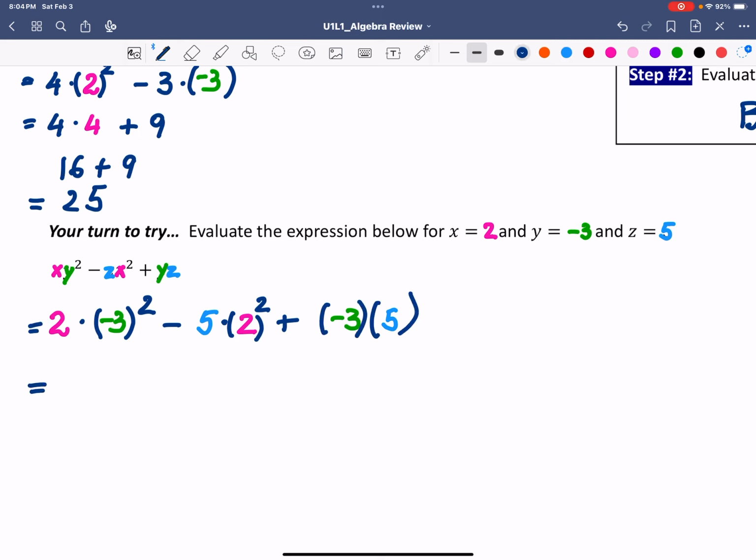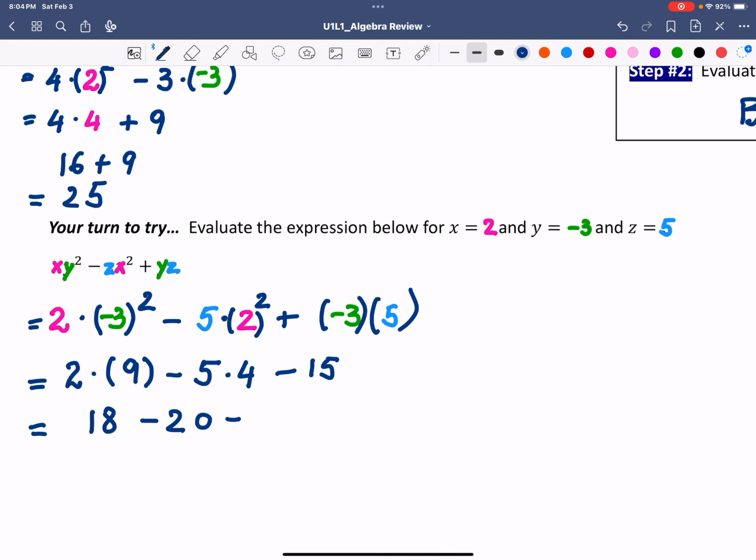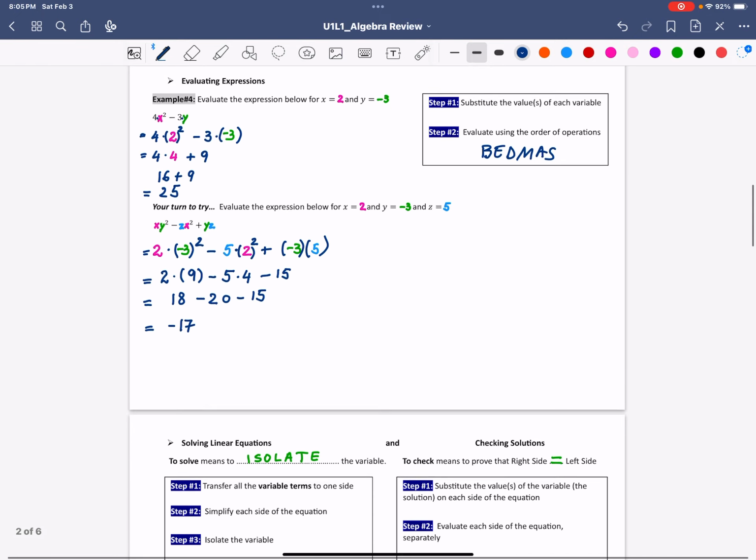So again, we have to follow the order of operations, which means that we have to apply the exponent first. There is nothing to simplify inside each set of brackets. And we have 2 multiplying negative 3 squared. Remember, negative 3 squared will be positive 9. Minus 5 times 2 squared, that's a 4. Negative 3 and 5 multiplied to negative 15. So we have 18 minus 20 minus 15. So that would be equal to negative 17. And voila, this would be the answer.